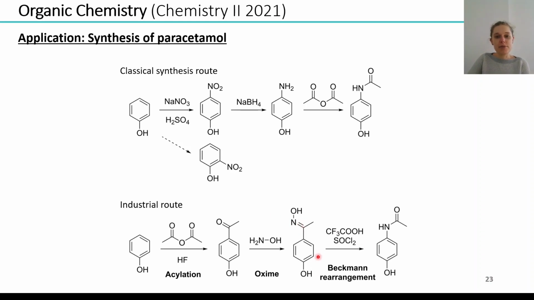And in the last step, we perform a so-called Beckmann rearrangement, whereby the oxime is rearranged into an amide. Then we have paracetamol. So this was the application example for substituted benzenes.